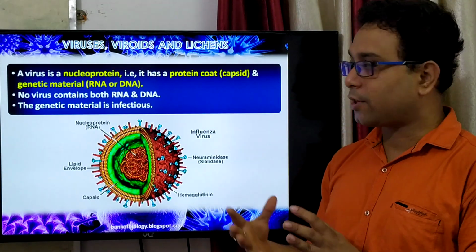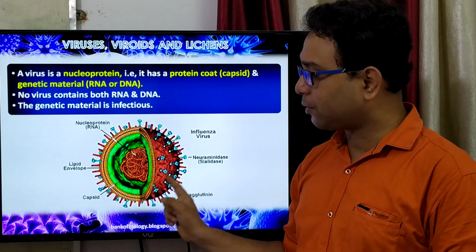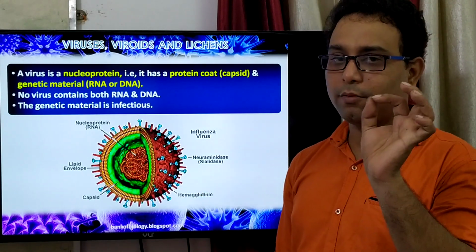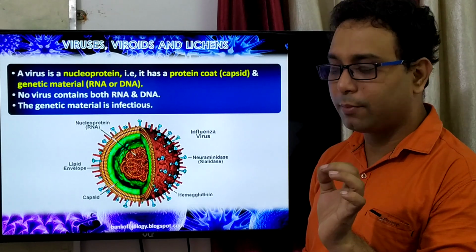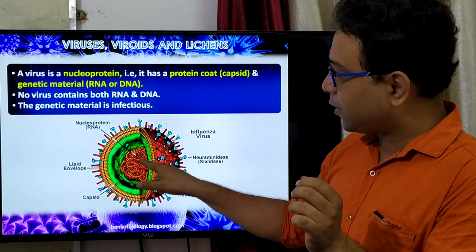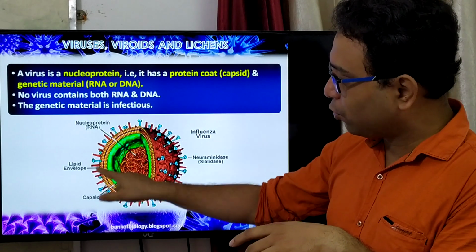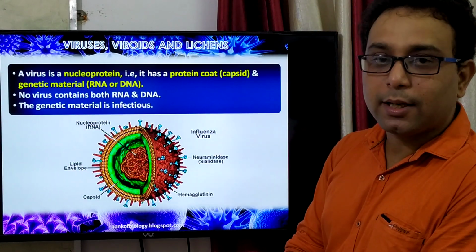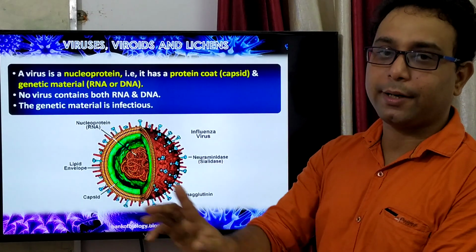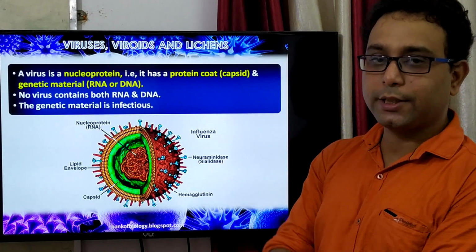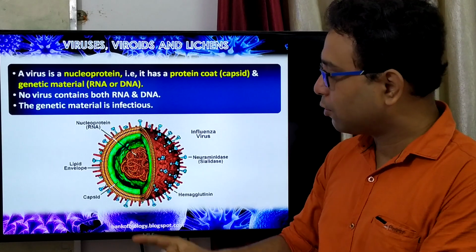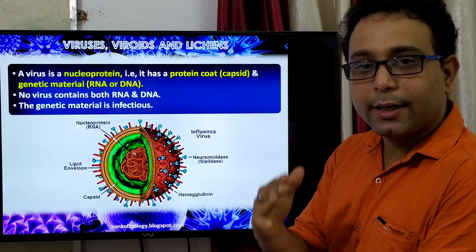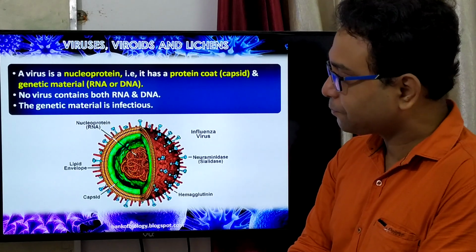Now we discuss the structure of the virus. This is the structure of the virus. A virus has a nucleoprotein. Nucleo means nucleic acid, and there is also some protein material. The genetic material is there, but the protein outer coat is called the capsid. And the genetic material is either DNA or RNA, but not both. It is very important: the protein coat is called the capsid, and the genetic material is DNA or RNA.